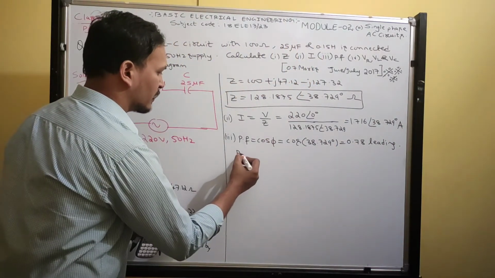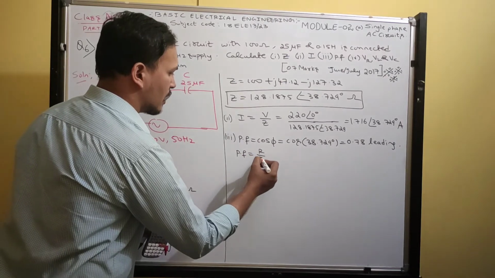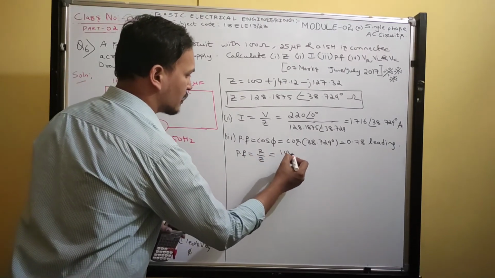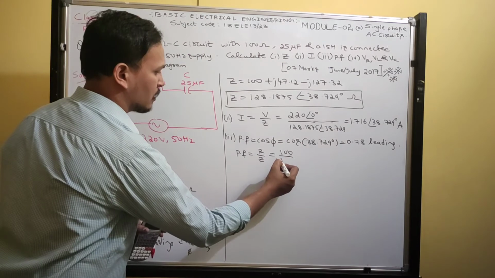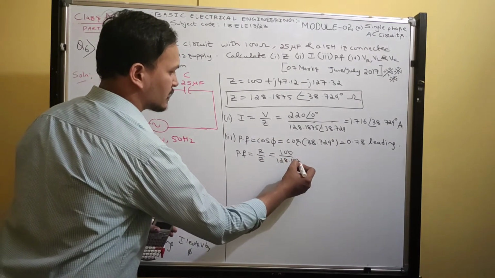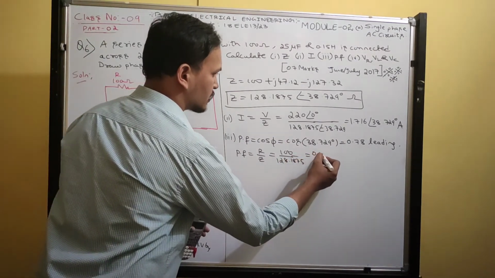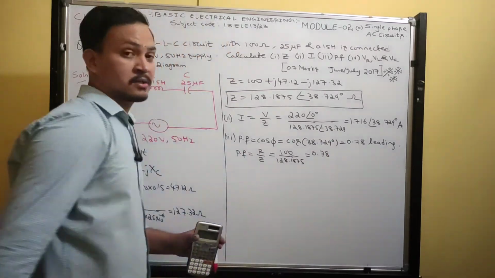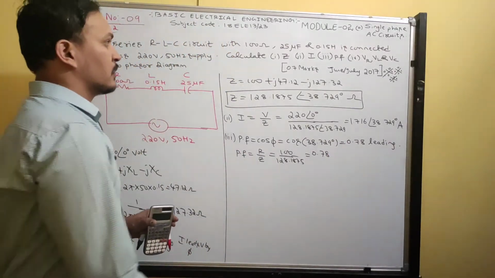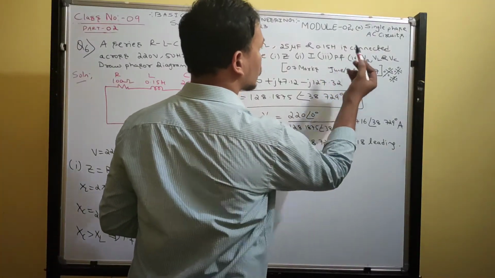Another way, power factor is equal to R by Z. What is R? 100. What is the value of Z? 128.1875. Guys, do this. From this also you get the same answer. Power factor, R by Z. Okay, written.